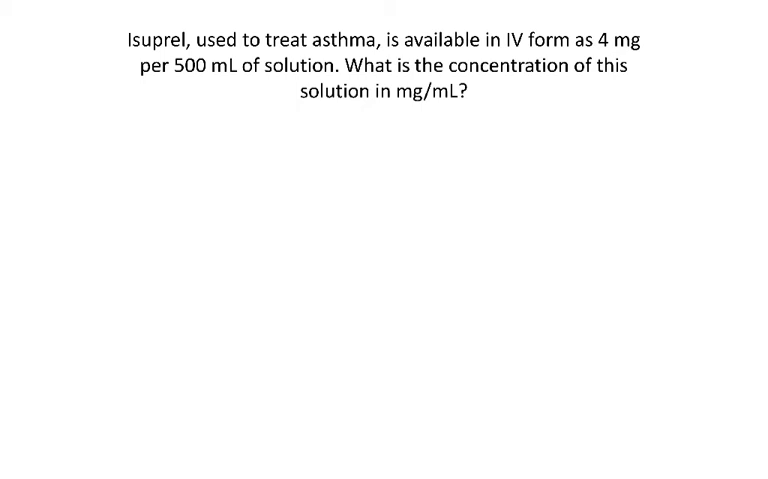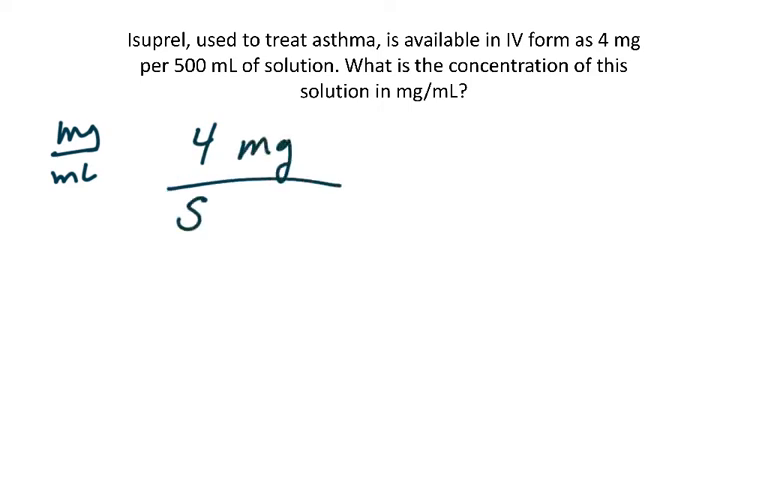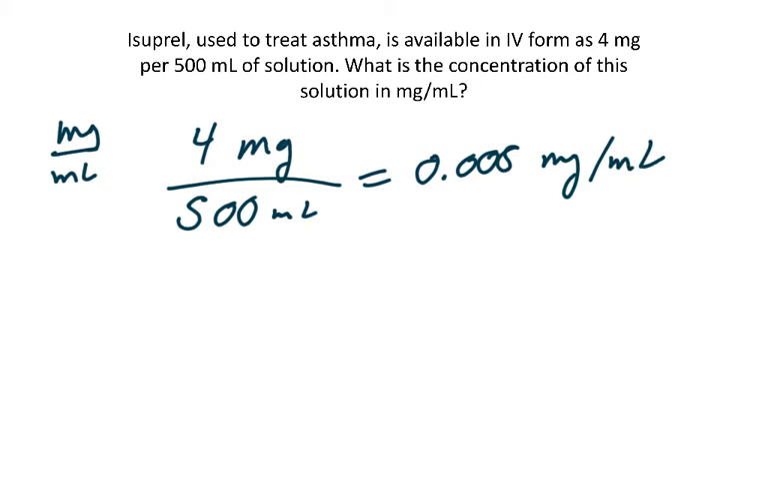Remember what is it milligrams per milliliter mean? How many milligrams there are per milliliter of solution. And so to figure that out, all we have to do is take what we know as 4 milligrams over 500 milliliters. And so it's 0.008 milligrams per milliliter. So again, just finding concentration is taking solute divided by volume.